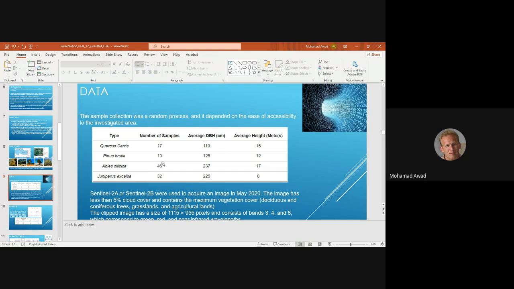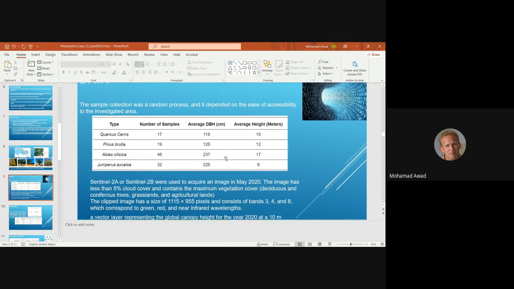We had 114 samples. For each sample, we took the diameter at breast height, and we took the height of each tree. The average DBH for oak samples was 119 centimeters, which is the lowest. And the highest DBH was for fir, which is 237 centimeters. And the lowest height was 12 meters for pine, and the highest was 17 for fir.